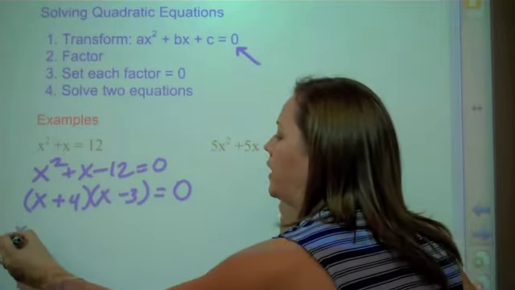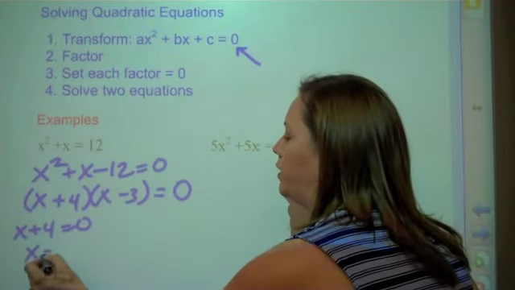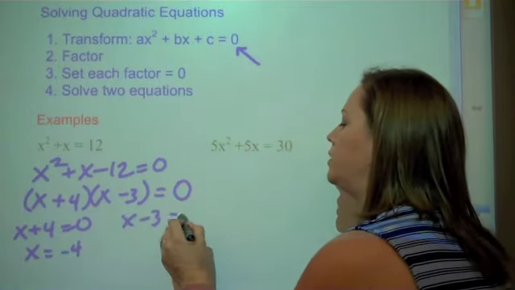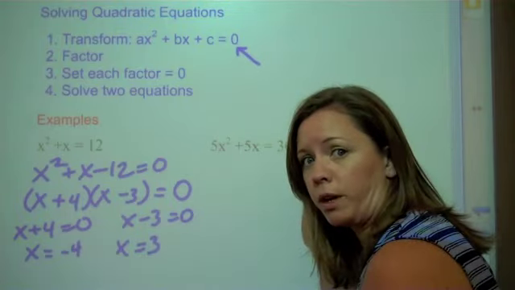Now I'm going to set each factor equal to 0. So x plus 4 equals 0. Subtract 4 from both sides. We get x equals negative 4. X minus 3 equals 0. Add 3 to both sides. And we get x equals positive 3.